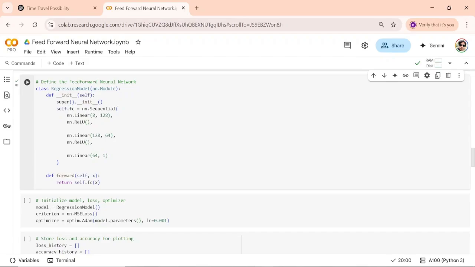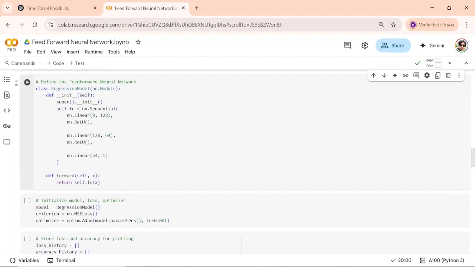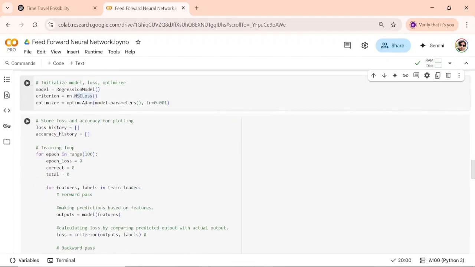So I'm executing this, the model has been defined here, and the next part is I'm initializing this model, whatever class I had defined. So I'm initiating this regression model, and guys, this is a loss function. The loss function is another step of the neural network process.